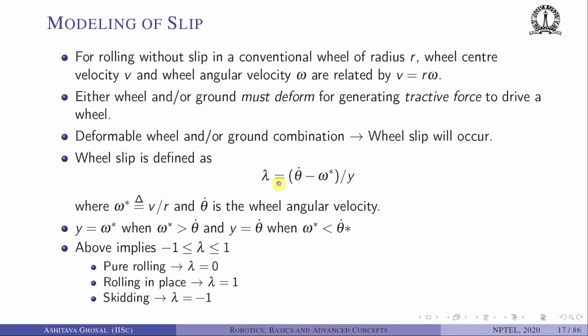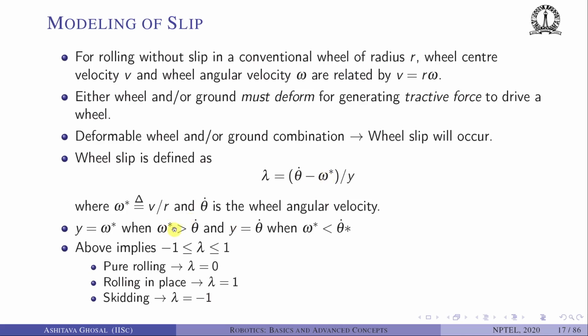So theta dot is the wheel angular velocity. Omega star is v by r. So if theta dot is equal to v by r, lambda is 0. However, if v by r, which is omega star, and theta dot are not equal, the wheel is rotating more than it is moving, so it is slipping. So this quantity is some number, and we divide by y, which is also omega star. So this is a non-dimensional number.